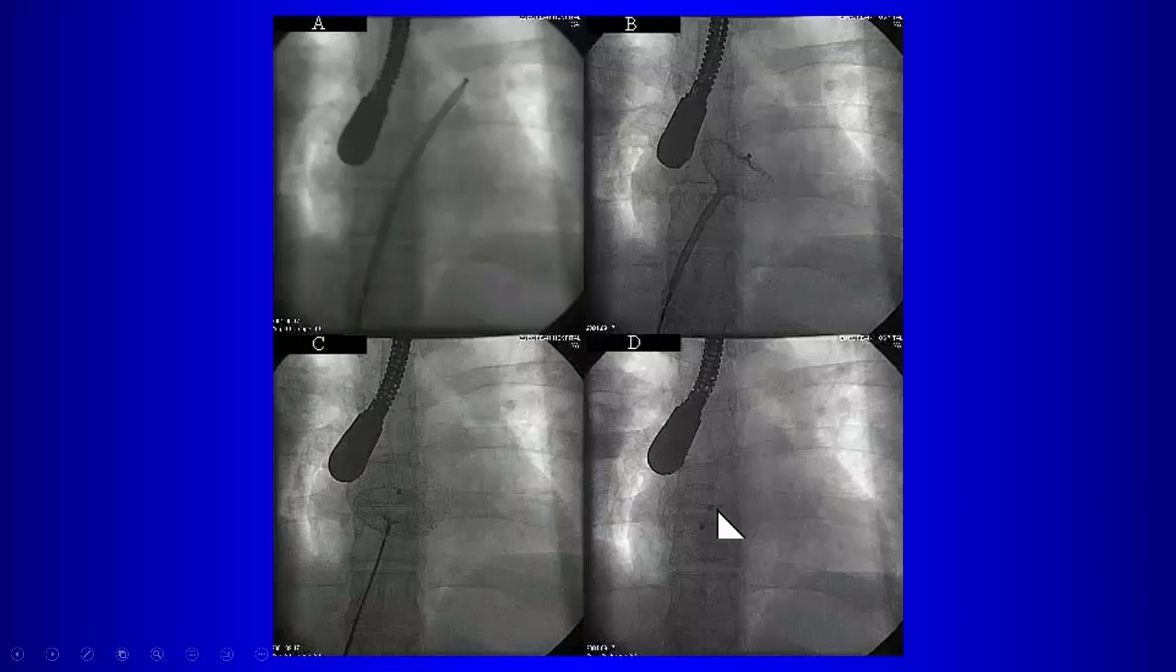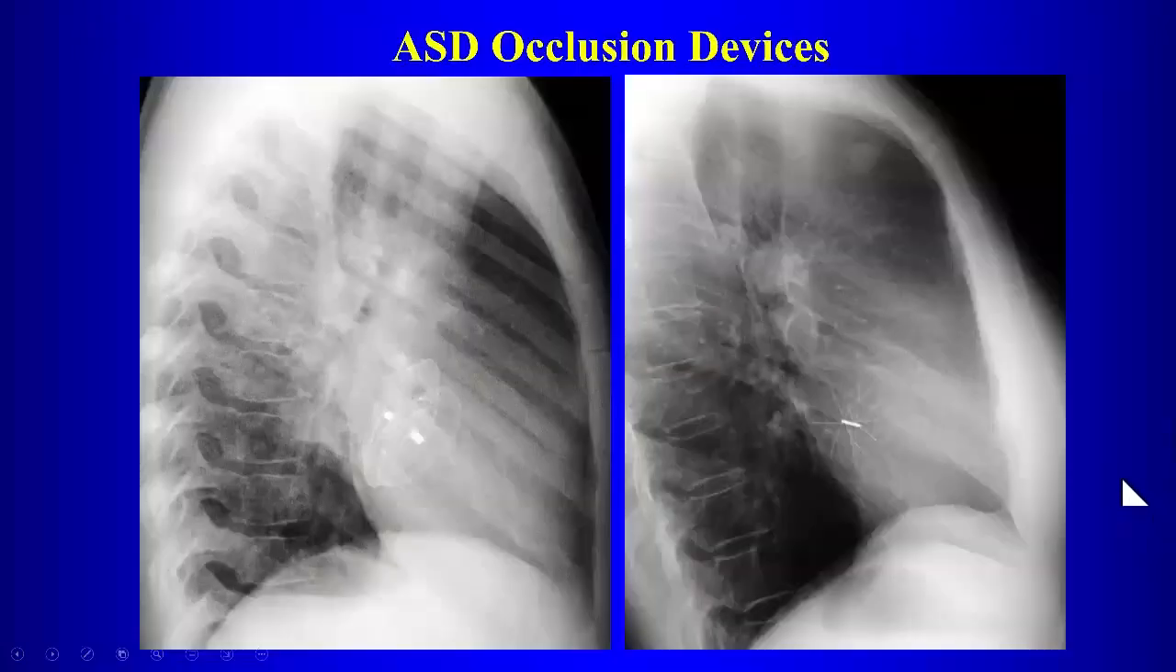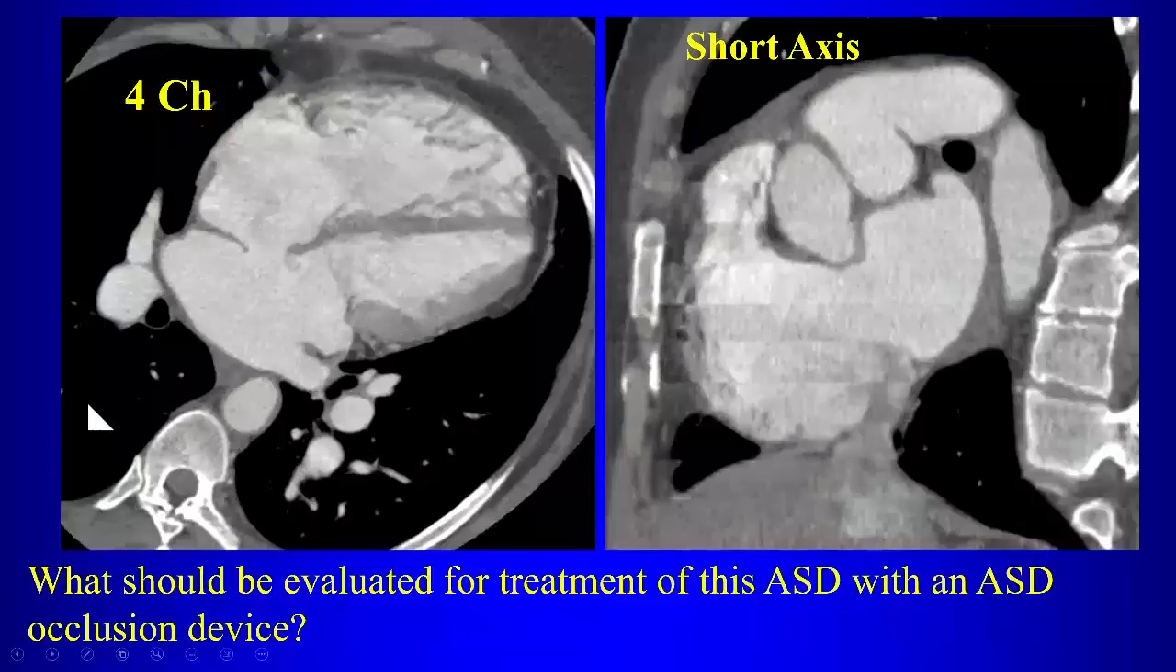And you can see when it expands, the idea is that like an umbrella, these things expand and then grab onto the rims of the atrial septal defect. So easy to miss on the frontal view, but on the lateral view it looks like that, right? So if you see this, you recognize that as an atrial septal occlusion device, okay? And this is what they might look like radiographically, all right?